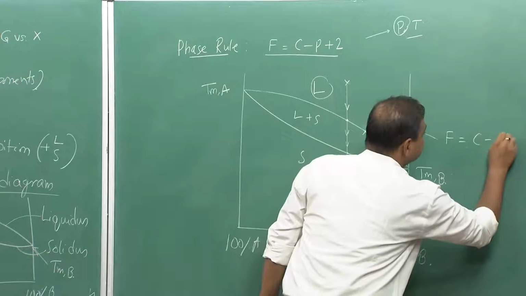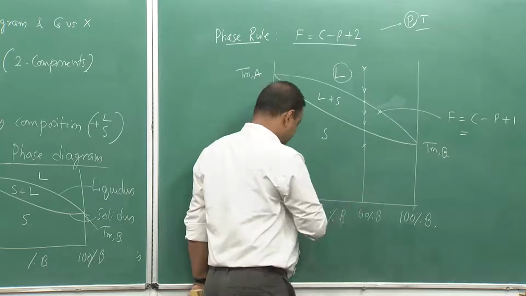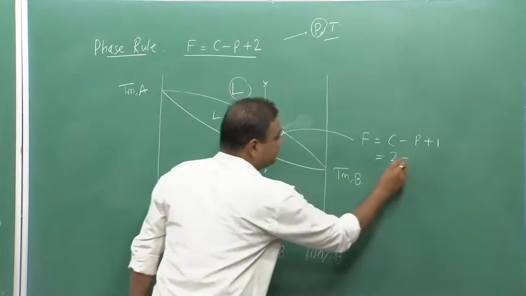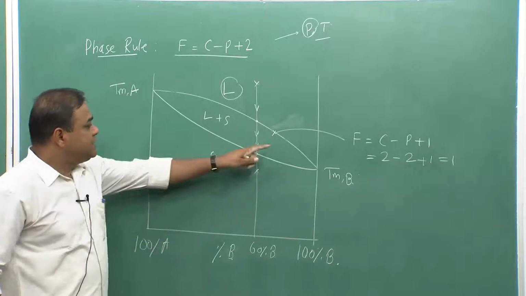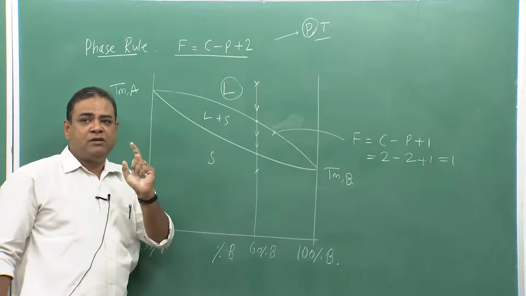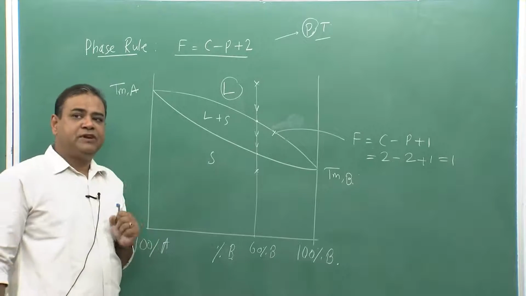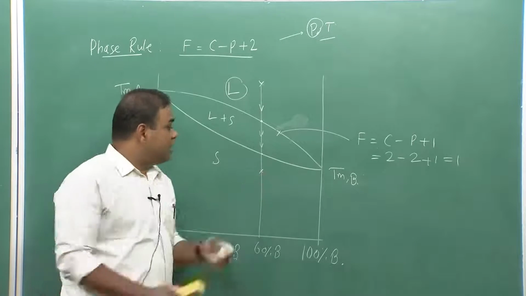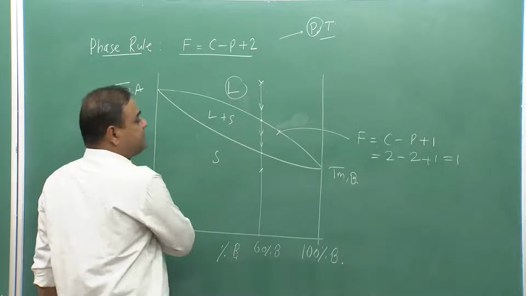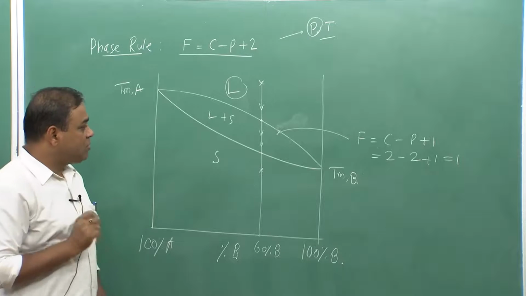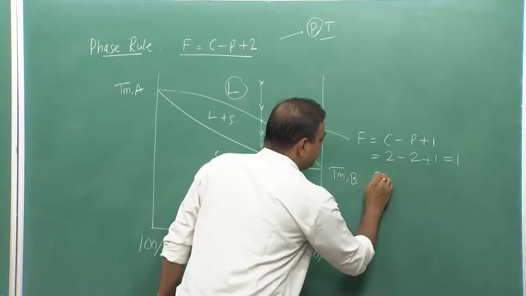So now this would be C minus P plus 1, and here there will be 2 components, which we have already decided, A and B. So, 2, and phases would be 2 because liquid and solid, plus 1, equal to 1. What does it mean? It means that in order to define this point, I need one independent variable; if I fix that independent variable, I can fix the second variable immediately, because if I fix this point, the composition also gets fixed. Similarly, if I see the degrees of freedom here, again you will find it would be 1.